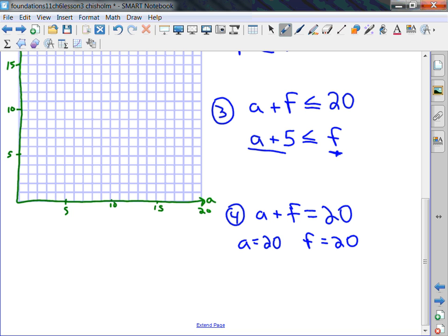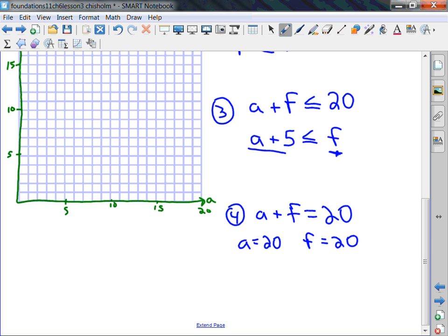If we look at the second one, A plus 5 is less than or equal to F, and try to find the intercepts, it's not going to be a difficult thing to do. The problem is that the A intercept is going to be negative 5, and we're only talking about whole numbers here, so we're not going to want to do that.